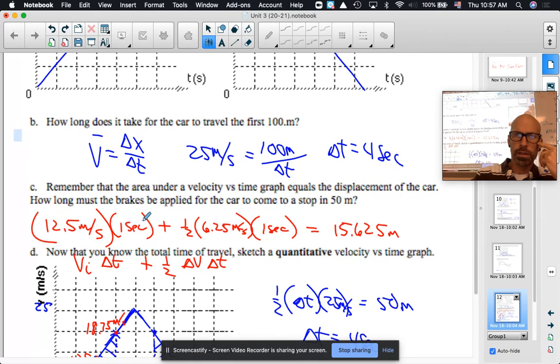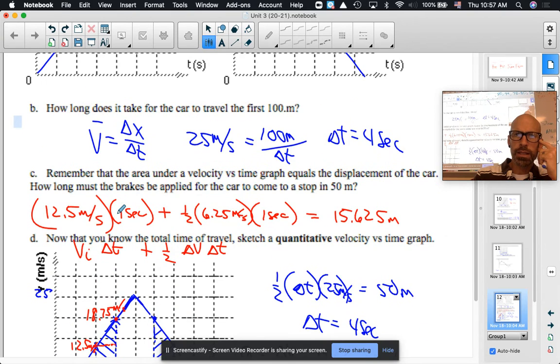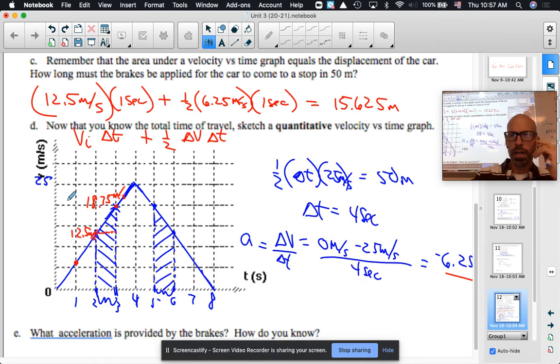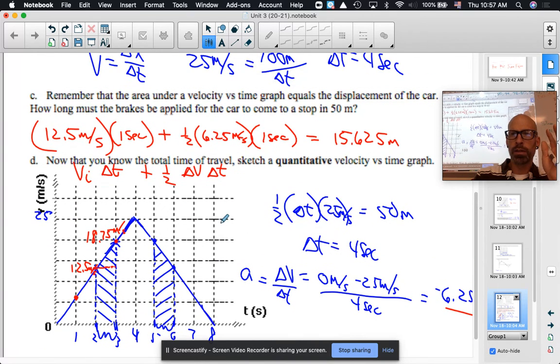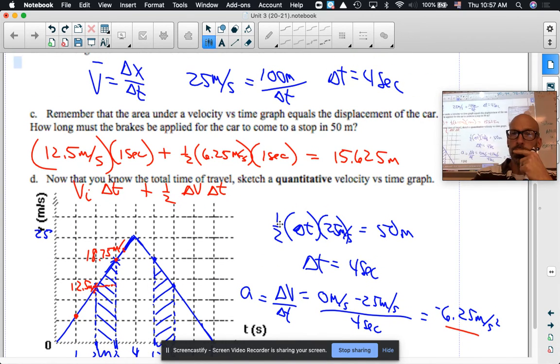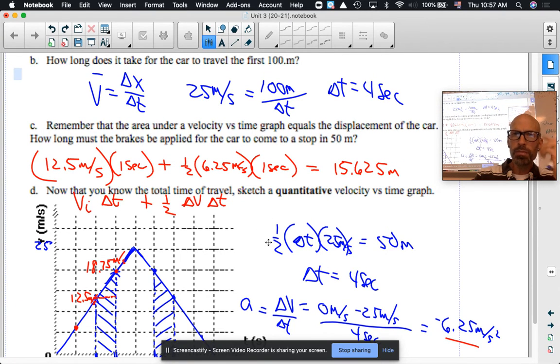The next question. Area under the velocity time graph equals displacement of the car. How long must the brakes be applied for the car to come to, oh, wait a minute, what happened here? Oh, I think I erased something. Here's where things got complicated. And we're right in the middle of something. We're not even done yet. Oh, it was right here. This is what it was. Pay no attention to the red. It's the blue. The red is something else.